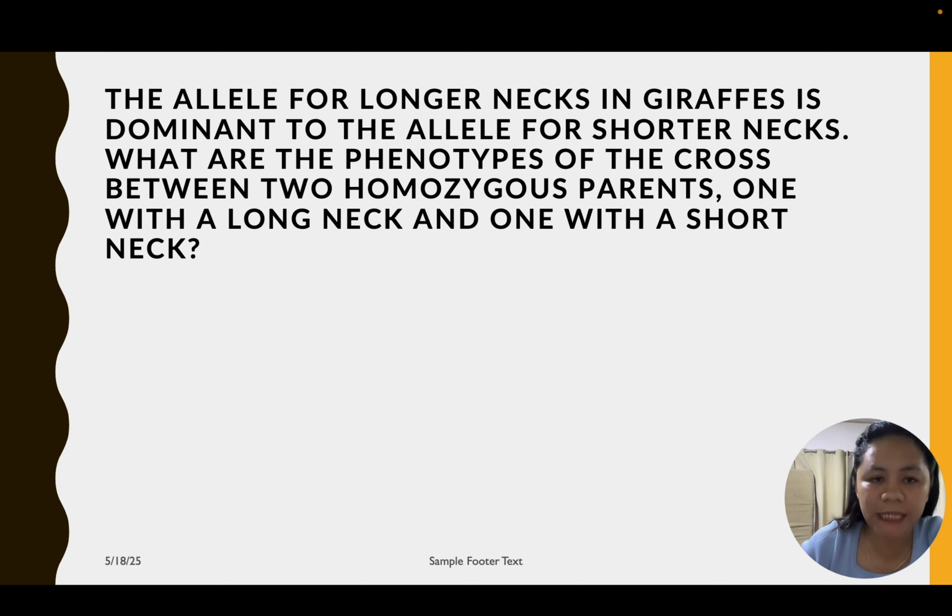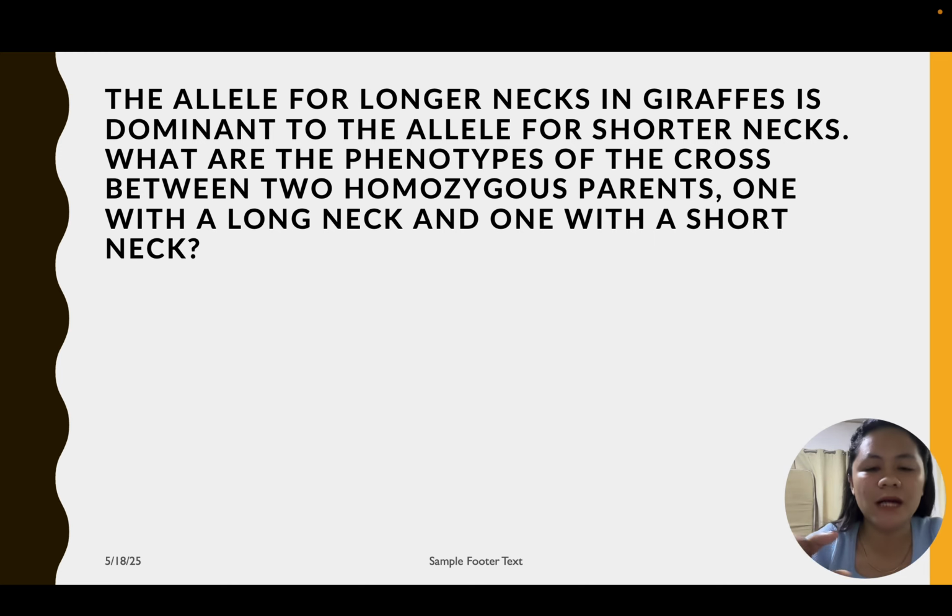The allele for longer necks, since we're talking about necks, we're going to be using letter N, in giraffes is dominant to the allele for shorter necks. So meaning we're going to be using big letter N and small letter n. What are the phenotypes? Take note, hindi genotype yung hinahanap, but phenotype. What are the phenotypes of the cross between 2 homozygous parents? Okay? 2 homozygous parents, 1 with a long neck and 1 with a short neck.